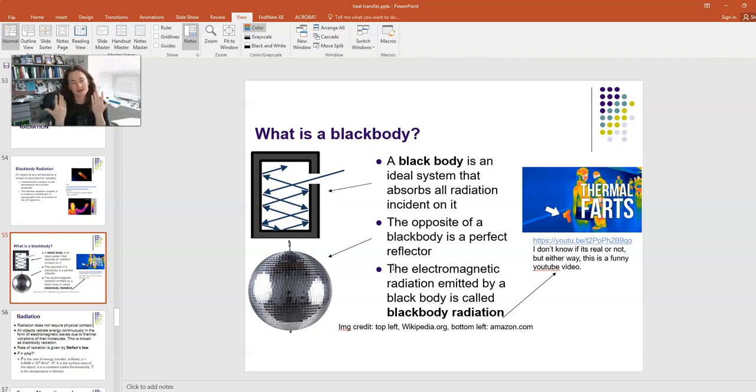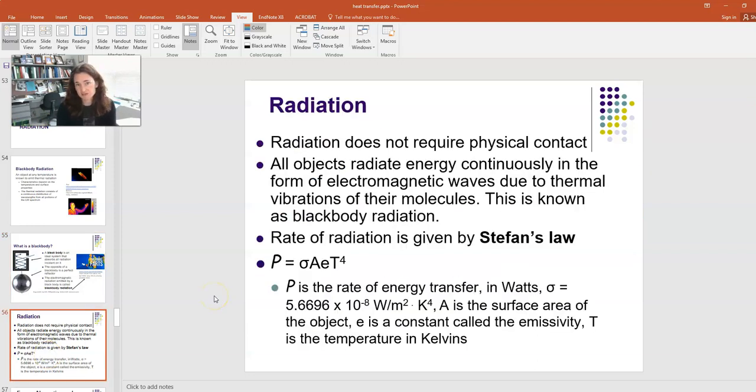Now, a perfect reflector, I like to think of a disco ball, and that's the opposite of a perfect absorber. So a perfect reflector would reflect all light that's incident upon it and not really absorb very much at all. So the electromagnetic radiation emitted by a black body is called black body radiation. Now, as we've discussed, radiation doesn't require physical contact. It can be transmitted through a vacuum, just like the sun gives us heat energy. So all objects radiate energy continuously in the form of these electromagnetic waves due to thermal vibrations of their molecules, and that's black body radiation.